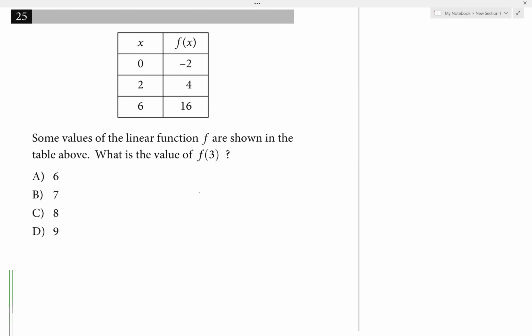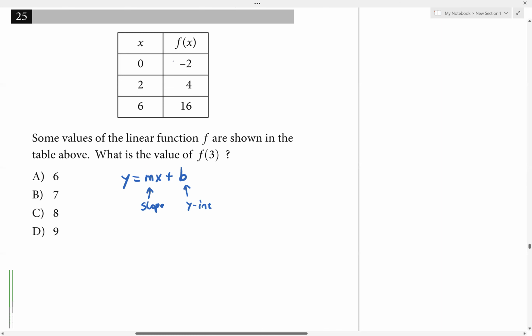Okay, so we know it should be a straight line. So we can use the slope-intercept form of a linear equation, y equals mx plus b. To write out the equation, we have to solve for the slope and the y-intercept. M is the slope and b is the y-intercept. To solve for the slope, we can use any 2 points from the table.